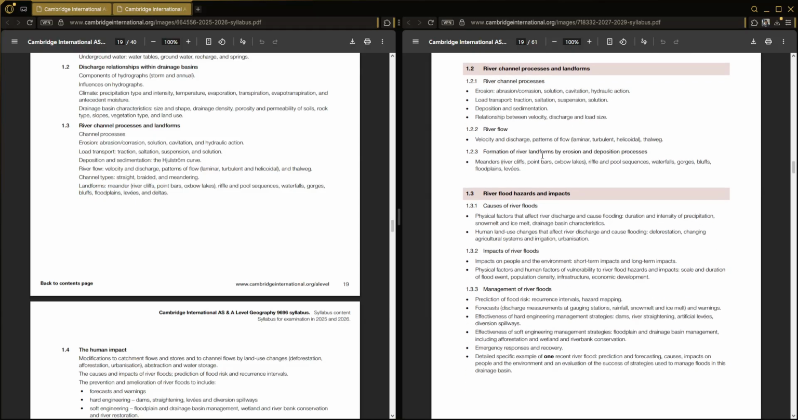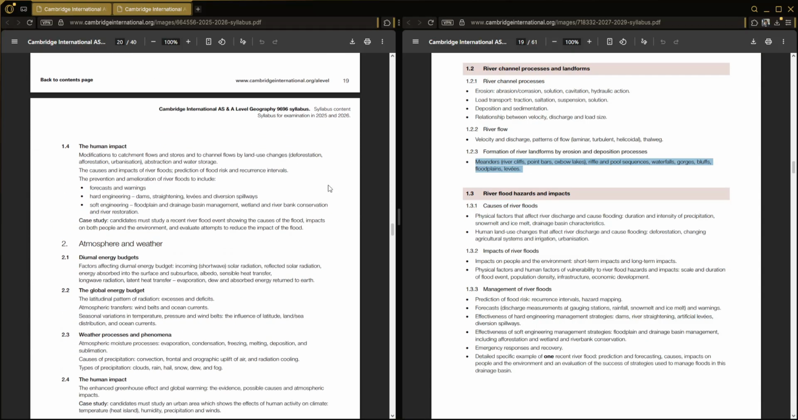Things that are actually properly removed are channel types over here. So previously you needed to know about straight, braided, and meandering rivers. Now there's no mention of channel types. Obviously you still have to learn about meanders because that's a landform in itself, but for channel types themselves, you don't need to study them. Another thing that's been removed is deltas. So previously you had to learn about 3 types of deltas, which are more ocean stuff than river stuff. So to cut down the content, you have no more deltas in the new syllabus.